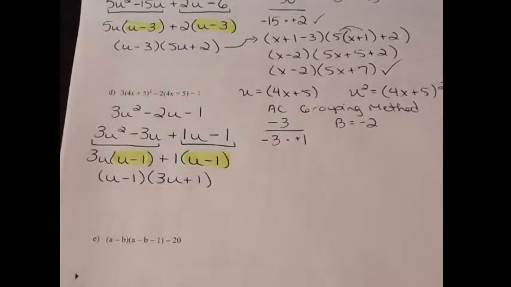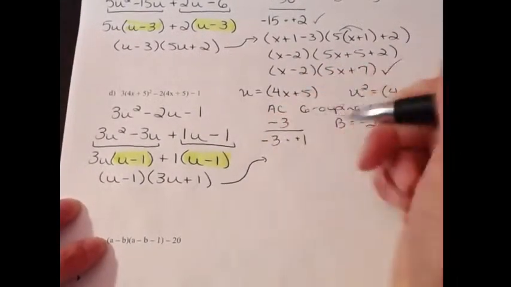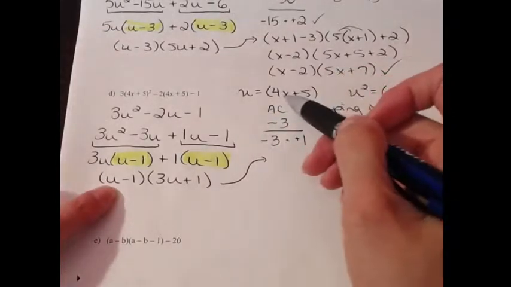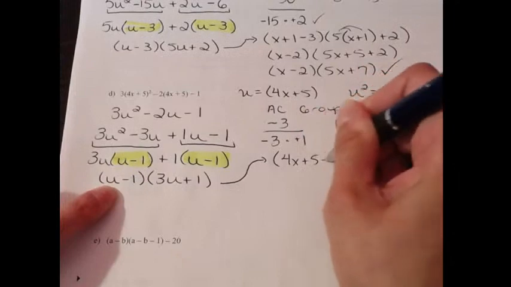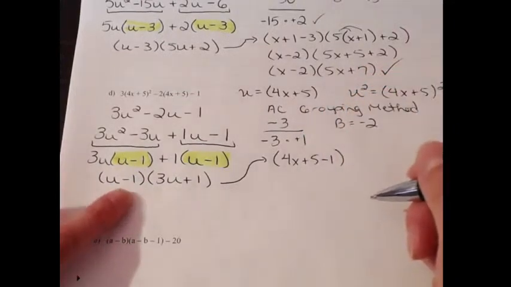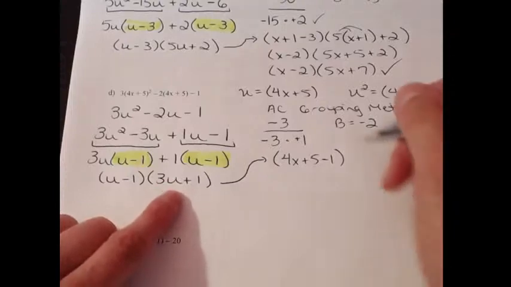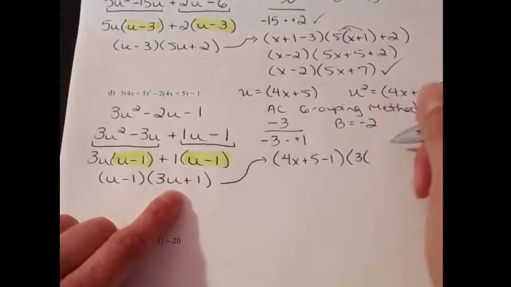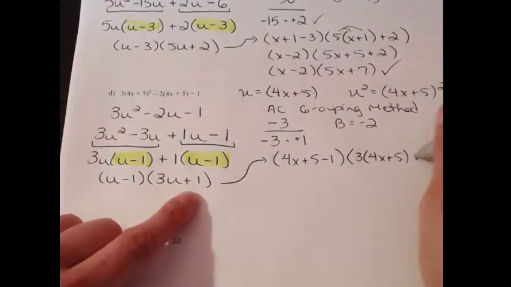Because we made a u-substitution, we now have to plug that right back. So u was 4x + 5. I'm going to go ahead and rewrite this. So if u is 4x + 5, that becomes 4x + 5 - 1. There's the first set of parentheses. And now let's substitute 4x + 5 in for u in our second set. So we have 3 times (4x + 5), and then + 1.